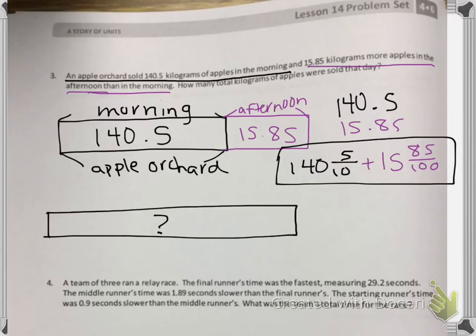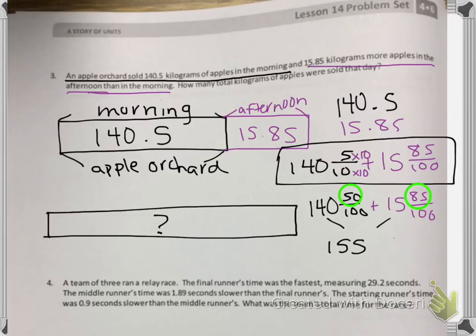All right, so I'm going to change this tenths. I'm going to make that hundredths, so I've got to multiply by 10. So now I have 140 and 50 hundredths plus 15 and 85 hundredths. I'm going to add these whole numbers together, and that's 140 plus 15. That's going to be 155. And then I'm going to add these numerators together in order to find the answer.